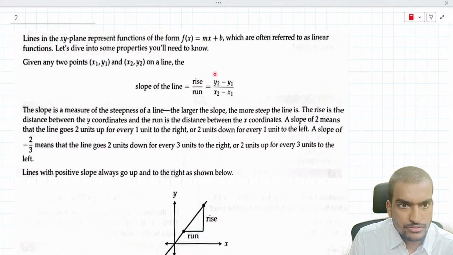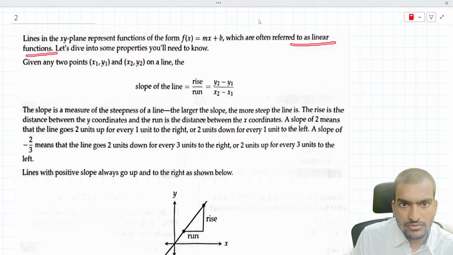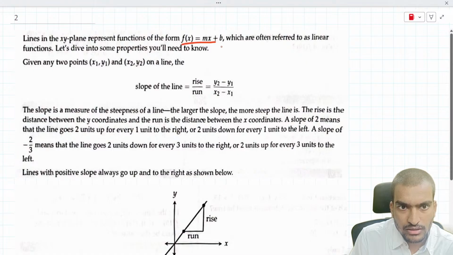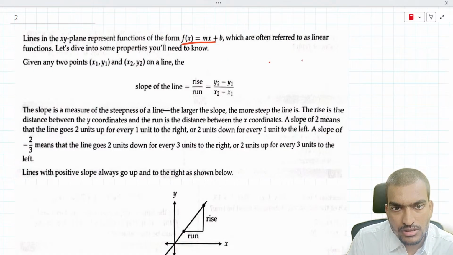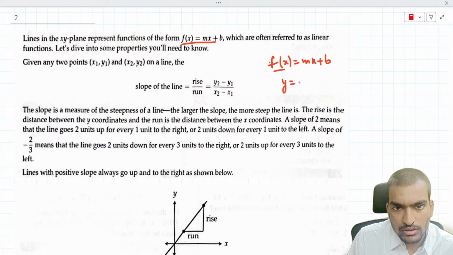Yes, now coming to the lines in the xy plane that represent the function f of x equals mx plus b, which are nothing but linear functions. Yes, we already know that these are linear functions. This is how a linear function looks. Why do we think that this is a linear function? f of x equals mx plus b, because f of x is nothing but y only. y equals mx plus b.